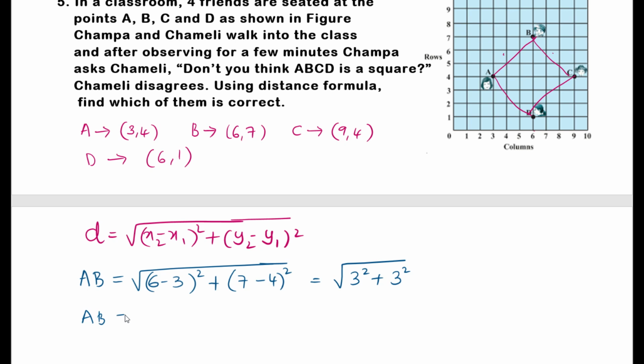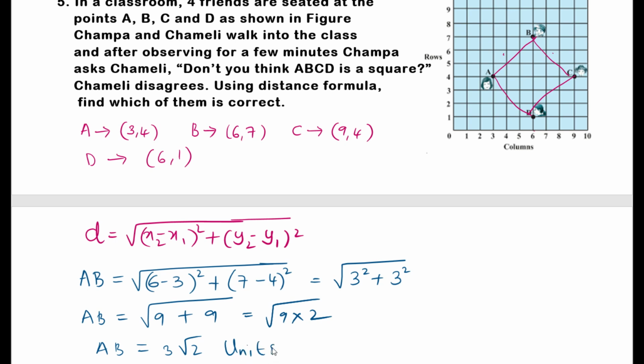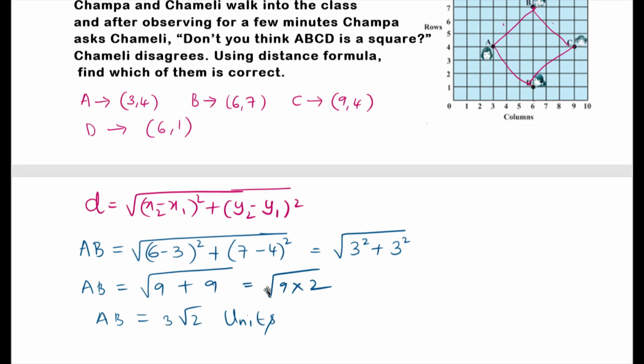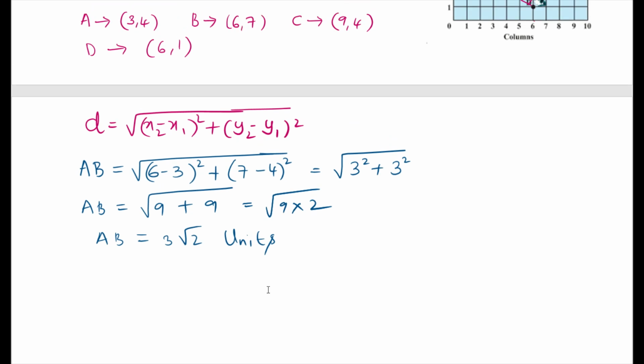Therefore AB equals, what is 3 square is 9 and 3 square is 9. I'll write it as 9 into 2. Therefore AB equals, what you get? Square root of 9 is 3, root 2 as it is. Therefore AB equals 3 root 2 units. Now what is the next step? The next step is find out the length BC.